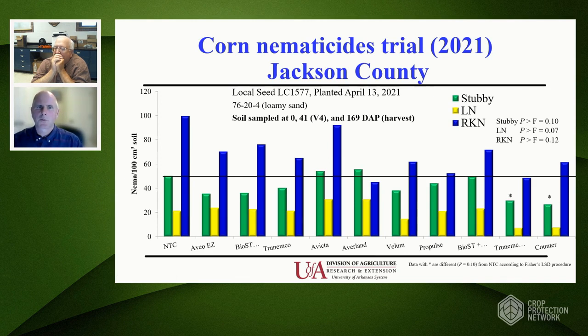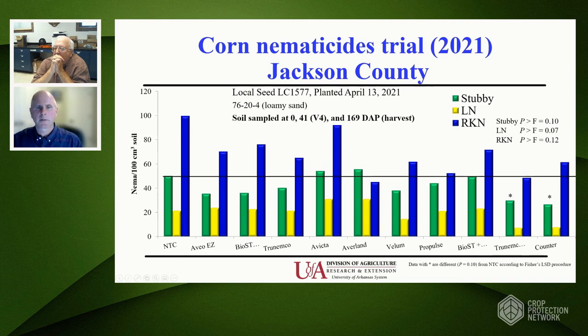So each one of these bars actually represents the data from among those 3 sample timings. My non-treated control, we'll just start with the blue bar first. Everything looked like it reduced root knot. Of course, this would be southern root knot, not so much with Evicta, but everything else, you're at least getting a trend, not statistically different, but a trend.